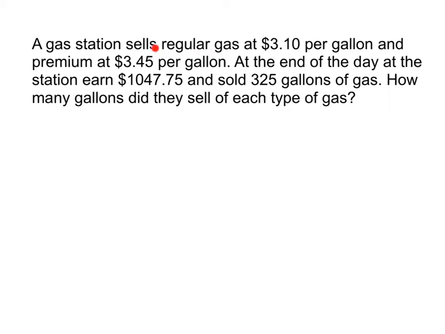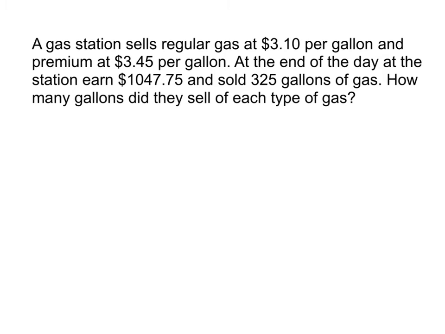A gas station sells regular gas at $3.10 per gallon and premium at $3.45 per gallon. At the end of the day, the station earned $1,047.75, and they sold 325 gallons of gas. How many gallons did they sell of each type of gas? So it's a mixture problem in that we're told the total amount of gas they sold, but we need to figure out what proportion was premium versus regular.